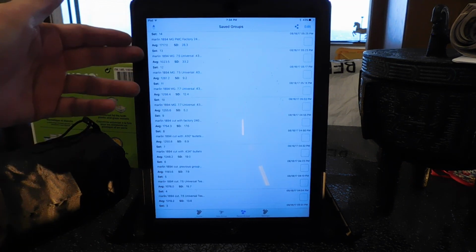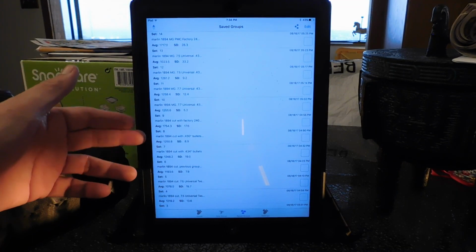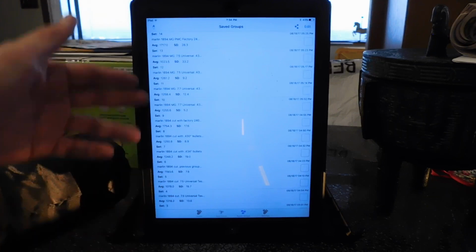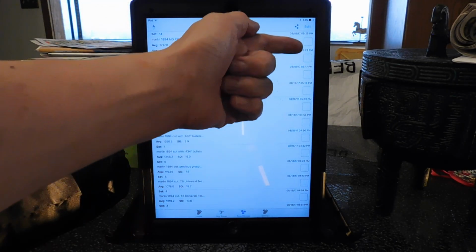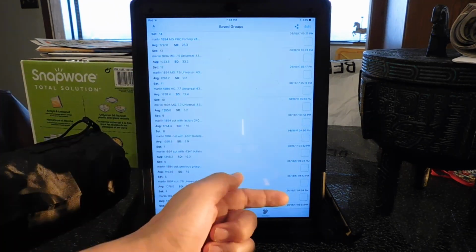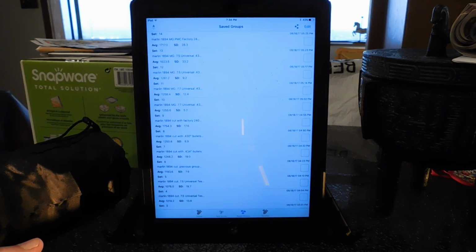And here's a tabulation of all the groups that I shot today, including all the data of all the loads. So this is nice. And on the side would be the pictures of the targets if you took photos. So that's another good feature also.